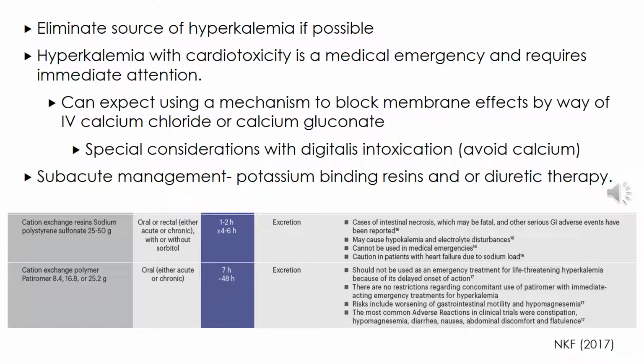We already talked about the cardiotoxicity and the different signs and symptoms. From an EKG standpoint, just a reminder that we often see peaked T waves. You can have prolonged PR intervals. Sometimes there's just a flattening or maybe no P wave altogether. Sometimes you'll see a wide QRS. This hyperkalemia, if it's significant enough, can contribute to ventricular fibrillation and even asystole.